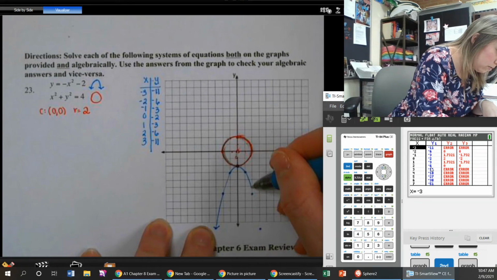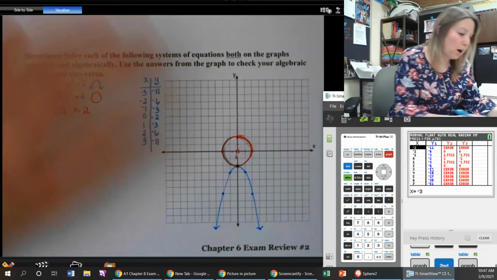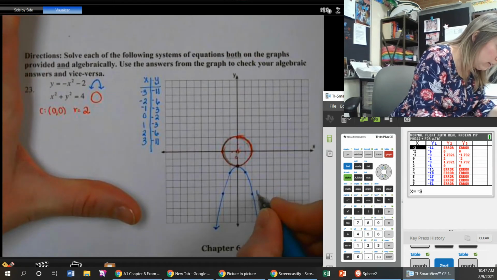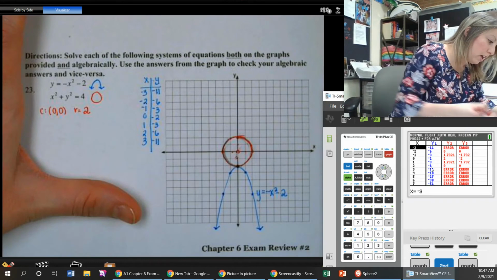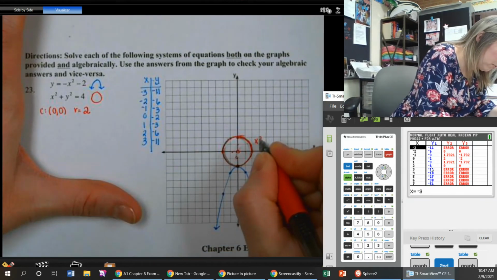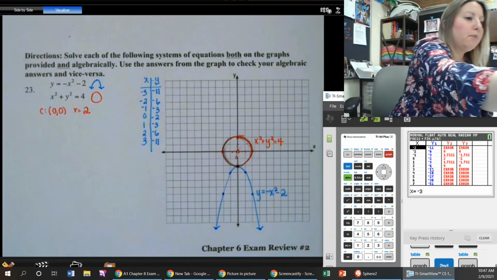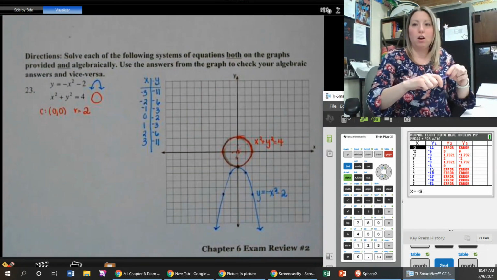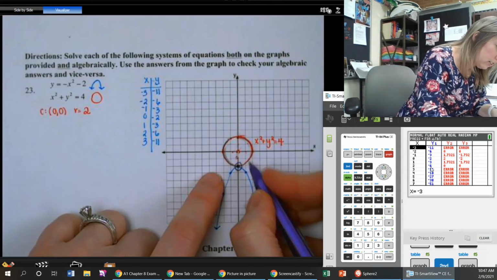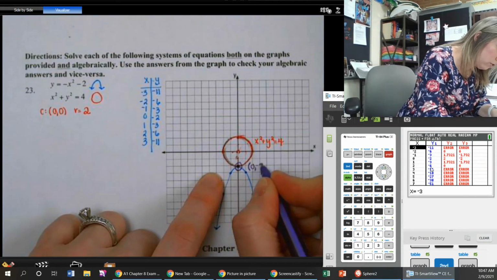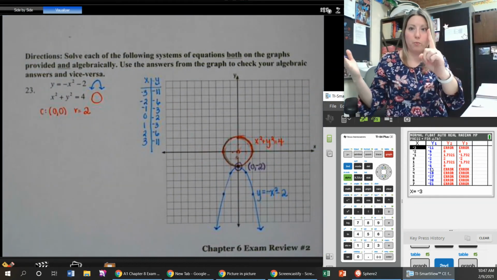Arrows. Now I can label. So y equals -x squared minus 2, and this is x squared plus y squared equals 4. And the intersection point, red and blue make purple. It's a trash color. This intersection point is (0, -2), and that's it. That's all I got for an intersection point.